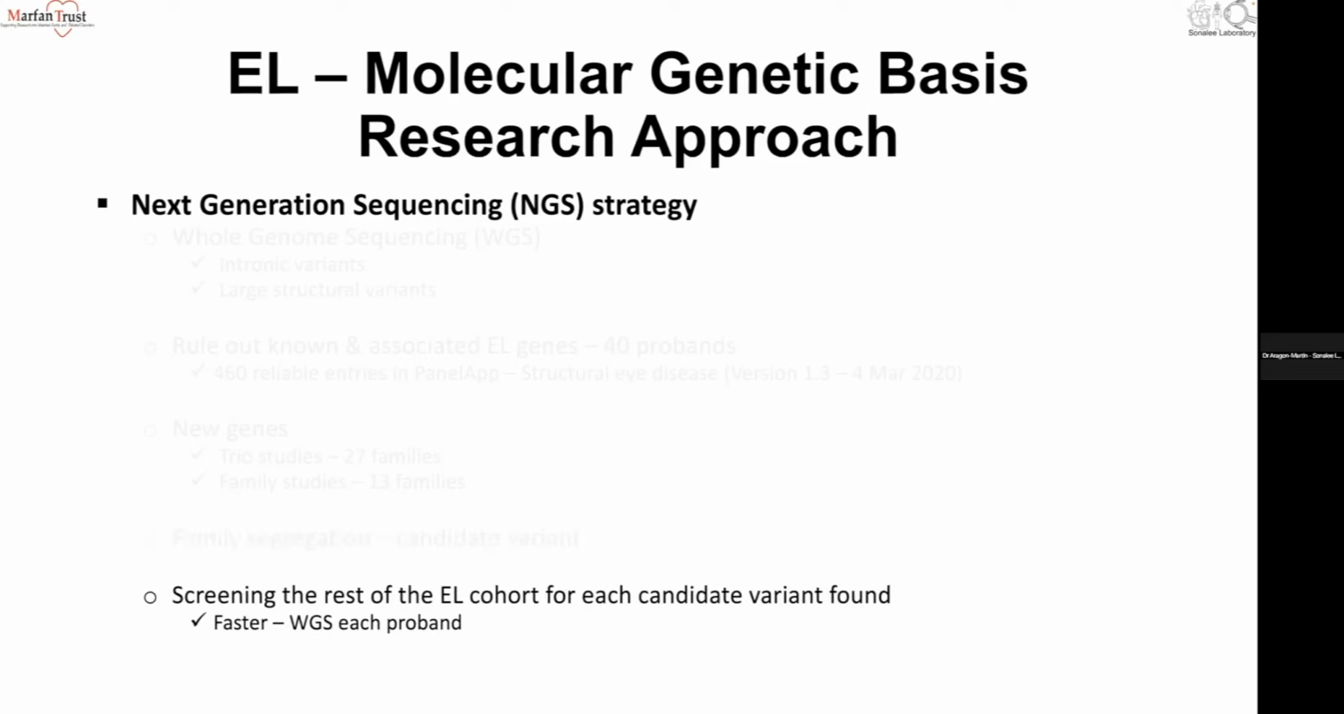After performing successful family segregation studies, we must screen the rest of the EL cohort to rule out this gene. And therefore, if it is negative in patients from the EL cohort, these families will be included to look for a new gene.